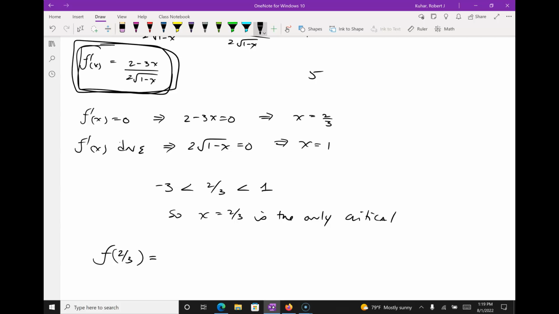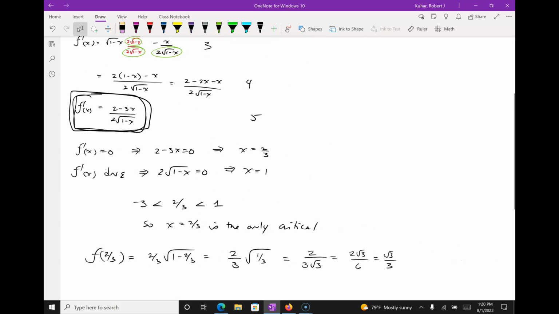So f of 2/3. So I get what? 2/3 times the square root of 1 minus 2/3. That's 2/3 times the square root of 1/3. I get rad 3 over 3. I'm sorry. Did I do that wrong? Yes, I did. Two square roots of 3 over 9.